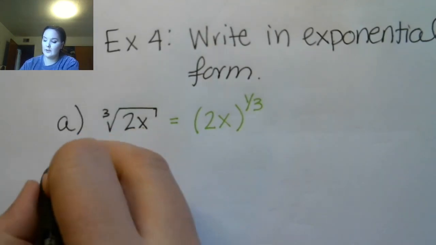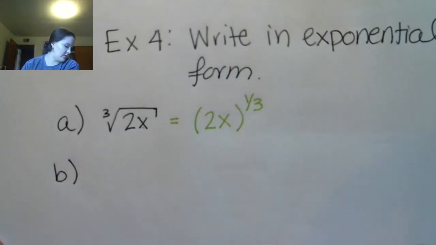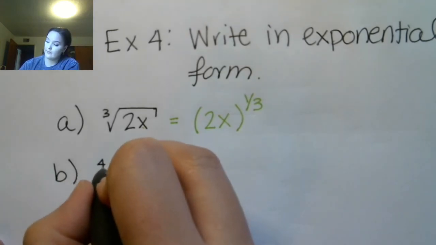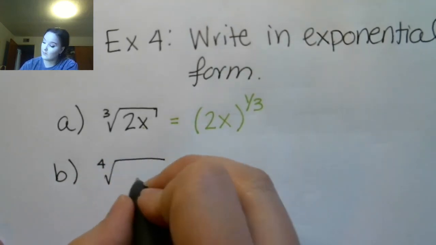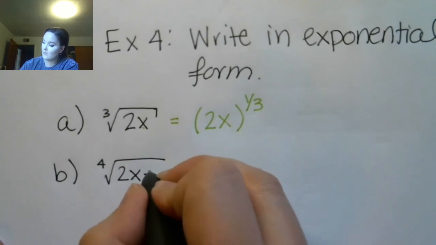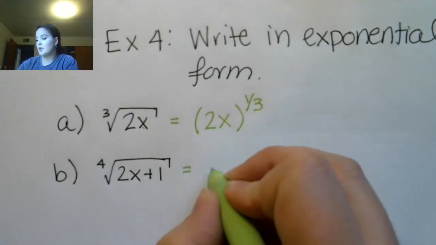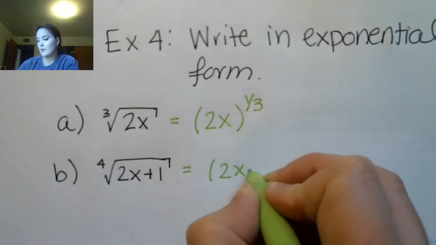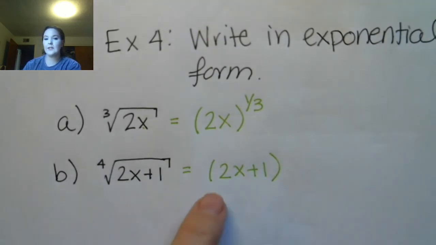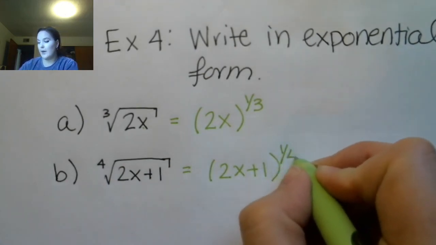Let's look at another example. My radicand here is 2x plus 1, so I'm going to change that into my base, 2x plus 1. Again, it's in parentheses because there's more than one thing in the base. And then the index becomes the denominator of my exponent.